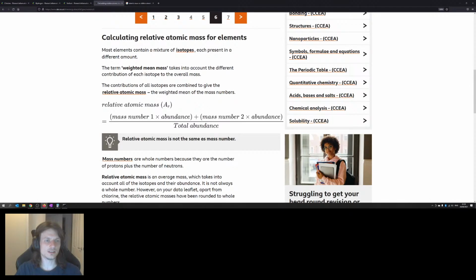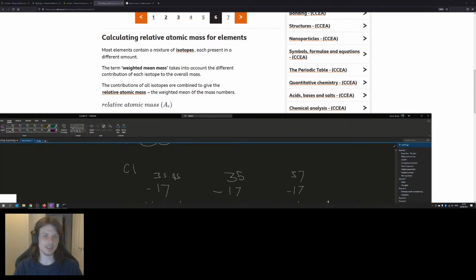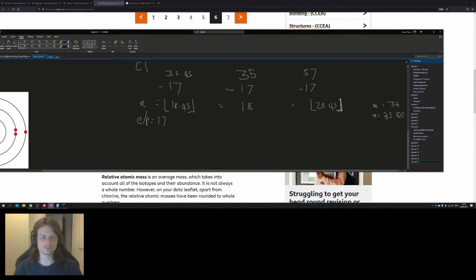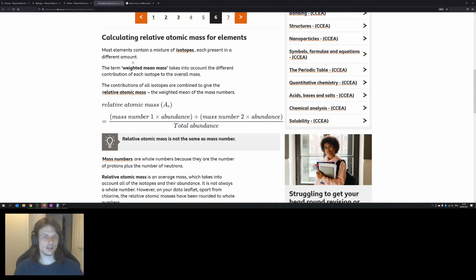So I'm going to read it again. Most elements contain a mixture of isotopes. Okay, we know that because we can see that Cl has 35.45, it has 35, and it has 37. Cool. Each present in a different amount.